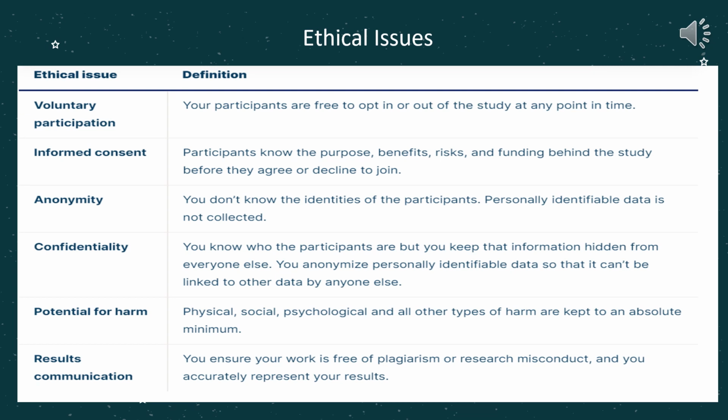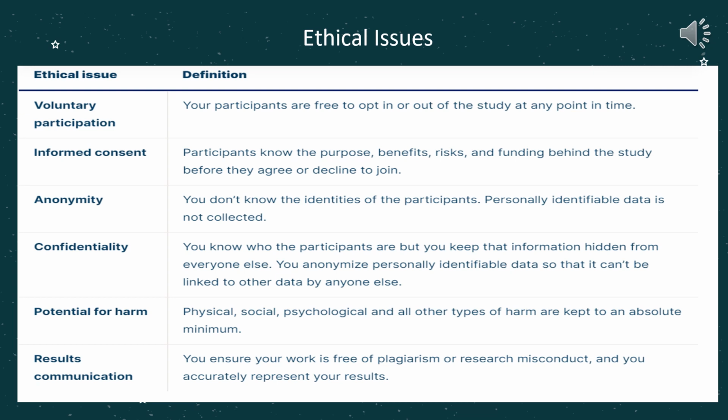So as you can see on your screen is tabular information regarding ethical issues and their definitions. There are several ethical issues. Number one is voluntary participation, then informed consent, anonymity, confidentiality, potential for harm, and results communication. Under voluntary participation, the definition is that your participants are free to opt in or out of the study at any point in time.